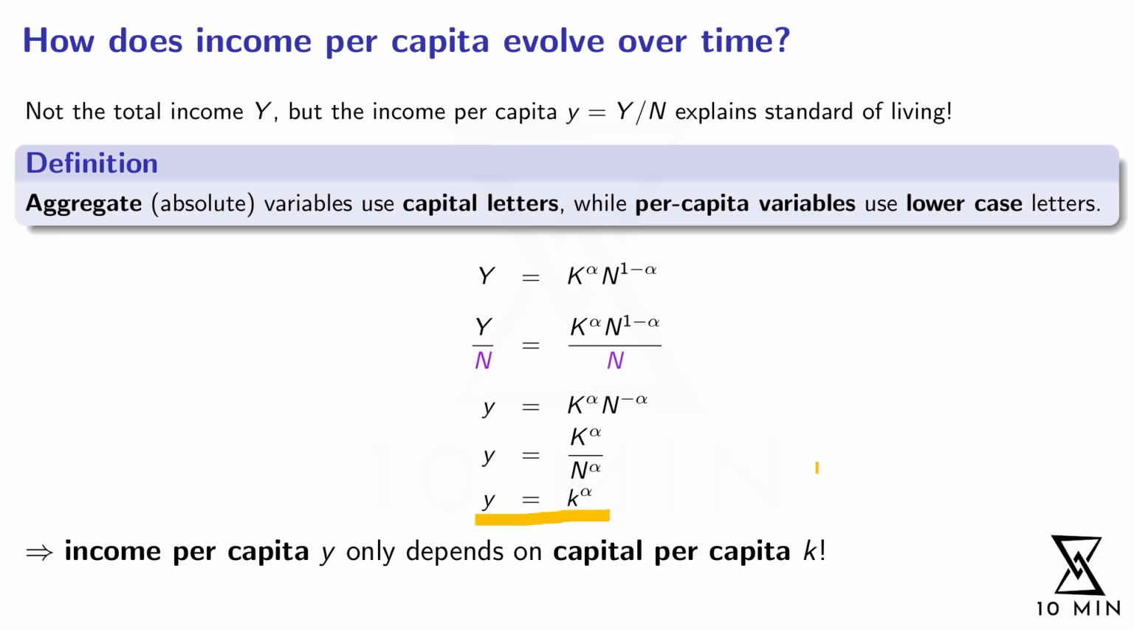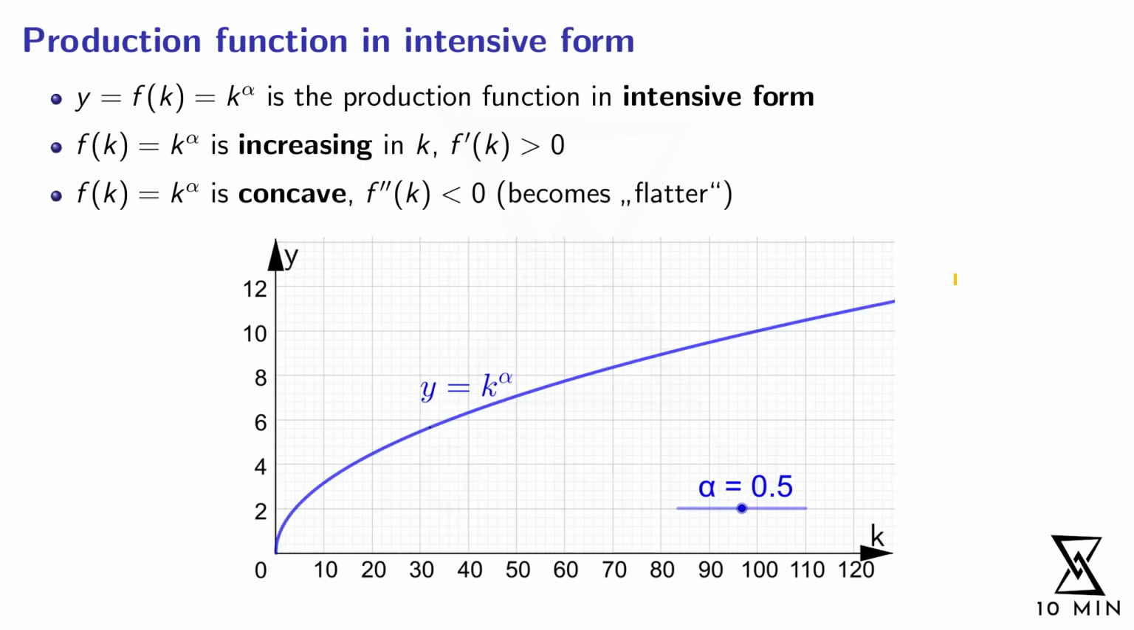If we now look at our result, then we see that our income per capita on the left hand side only depends on the capital per capita, lowercase k, on the right hand side. So as soon as we know what happens to the capital per worker, we know what happens to the income per worker, and that was our ultimate goal. Let's have a quick look at this function that shows us the income per person that we actually care about. To differentiate this per capita income from the production function at the aggregate level, it is often called the production function in intensive form.